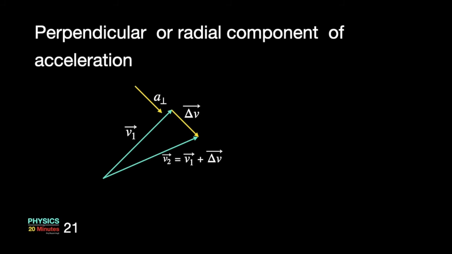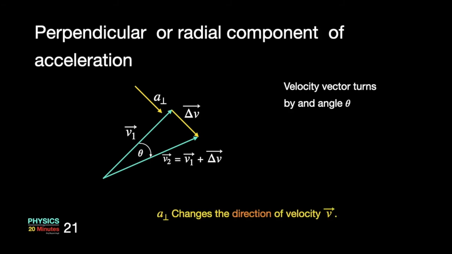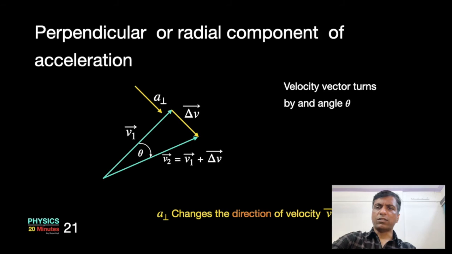So you can see that what happens here is the velocity vector v1 has changed direction to v2 by an angle theta. So what has A perpendicular done? One can easily see that it has changed the direction of the velocity vector. So we can conclude that A perpendicular changes the direction of velocity. So from the last two cases we have seen that whenever there is a change in the magnitude of the velocity, A parallel has to exist. Wherever there is a change in the direction of velocity, A perpendicular has to exist.